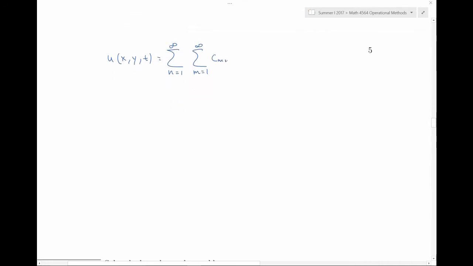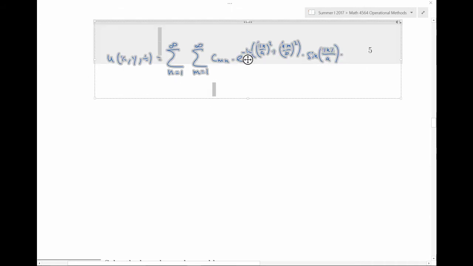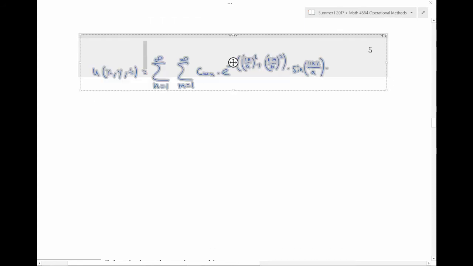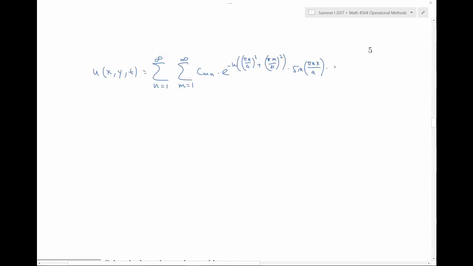We have Cmn times e to the minus kappa, pi n over a squared plus pi m over b squared, times sine of pi n x over a, times sine of pi m y over b.